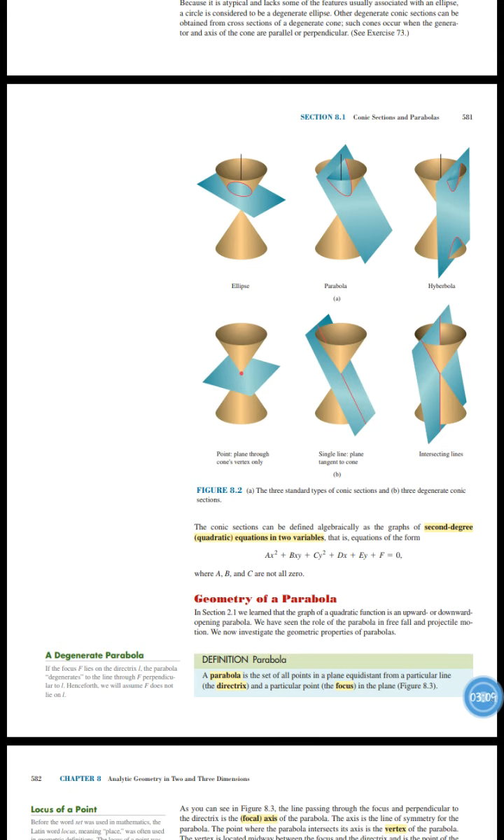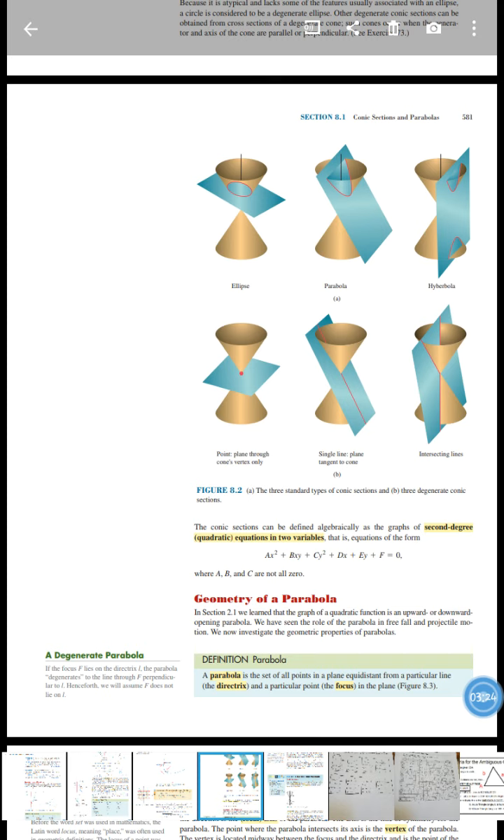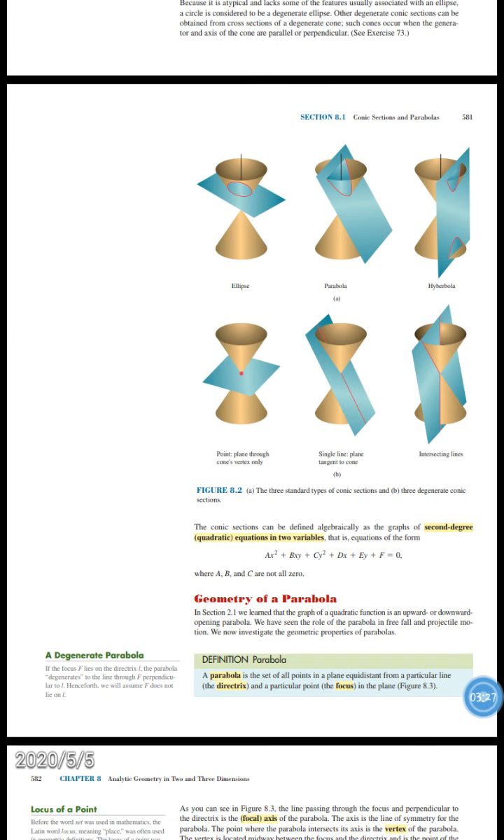parabola. And then the hyperbola is when your plane intersects the cone perpendicular, and then you can make a two-waved curve that we call the hyperbola. And a plane passing exactly through the vertex V gives what we call a point. And if you have a plane tangent to the cone, that we call a single line, and then intersecting lines.